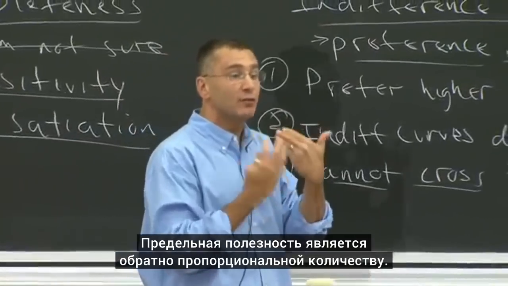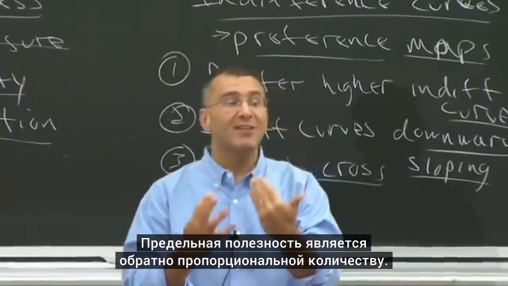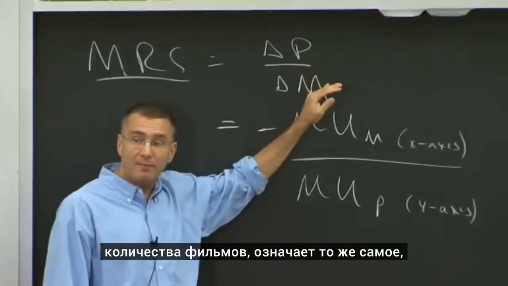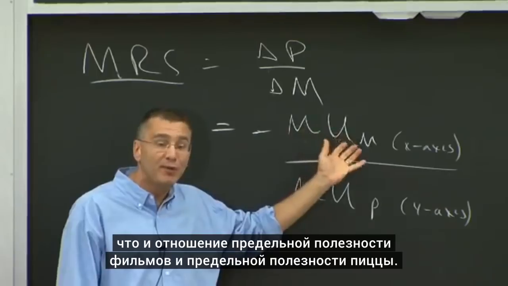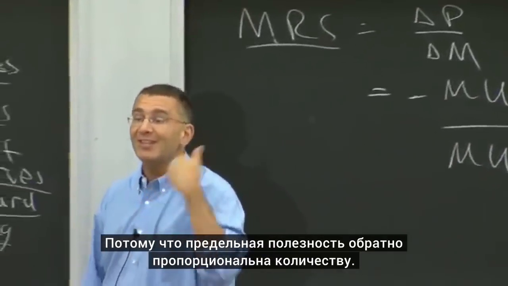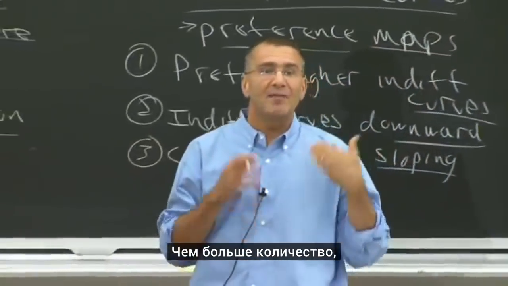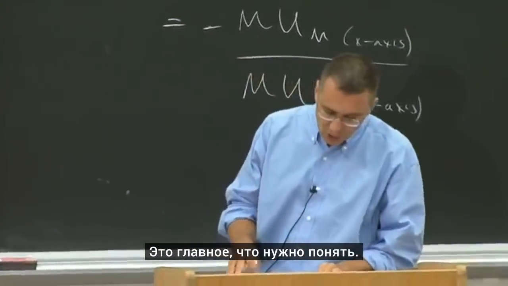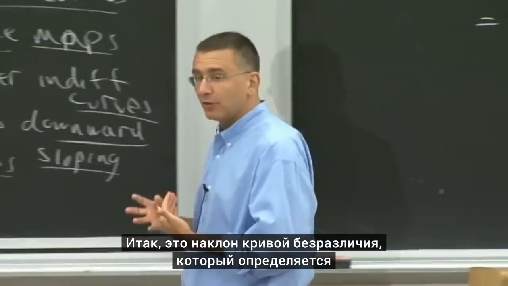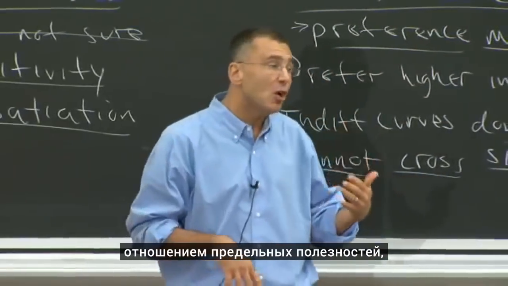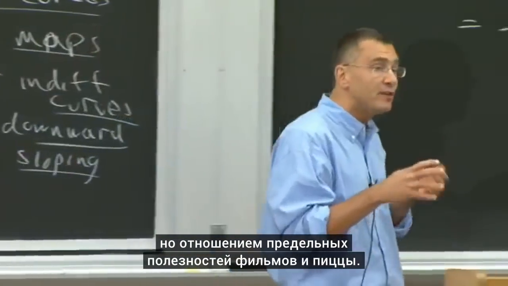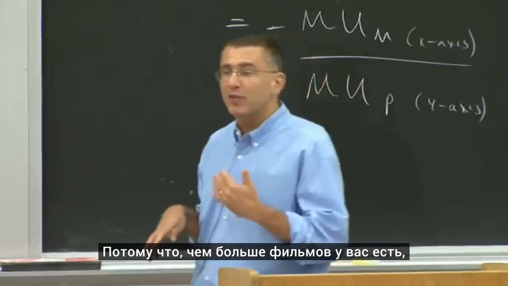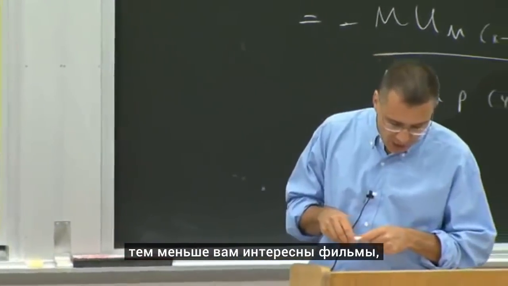Marginal utility is a negative function of quantity. So the fact that it's a ratio of the quantity of pizza over the quantity of movies is the same as saying it's the marginal utility of movies over the marginal utility of pizza, because marginal utility is a negative function of quantity. The more quantity you have, the lower is your marginal utility. That's the key to understand. So it's the slope of the indifference curve, which is the ratio of the marginal utilities, but it's the marginal utility of movies over pizza. Because what that's saying is that as you get more movies, you care less about each additional movie, and ditto with pizzas.